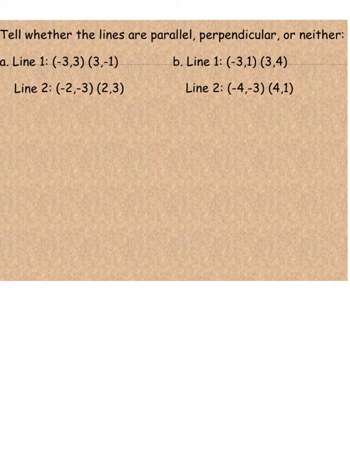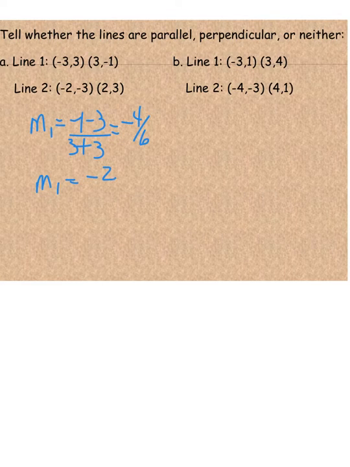Here we want to determine whether the lines given are parallel, perpendicular, or neither. So in example A, we have line 1, which has the points (-3, 3) and (3, -1) on that line. So what we'll need to do is find the slope of that line, which will be the change in y over the change in x, which will give us a slope of -2/3.